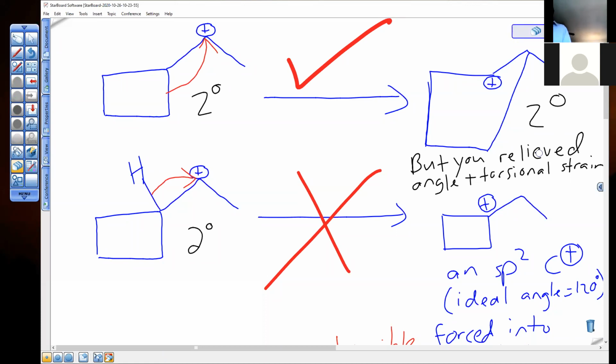Yeah, it's good. This secondary is a heck of a lot better than this secondary. This one's got cyclobutane in it, which is innately unstable because of angle strain and torsional strain. So yes, I like that top one. I do not like the bottom one at all.